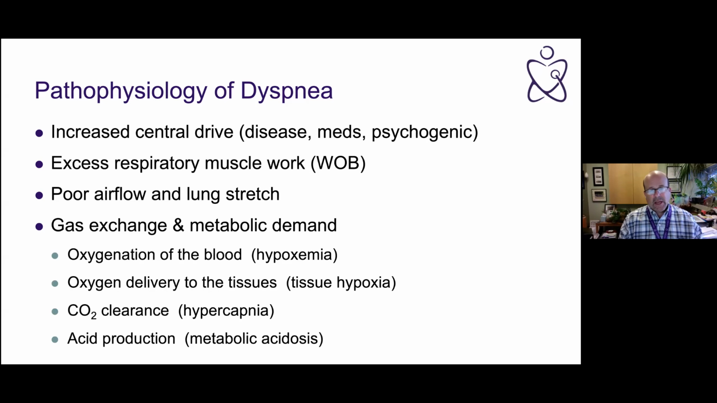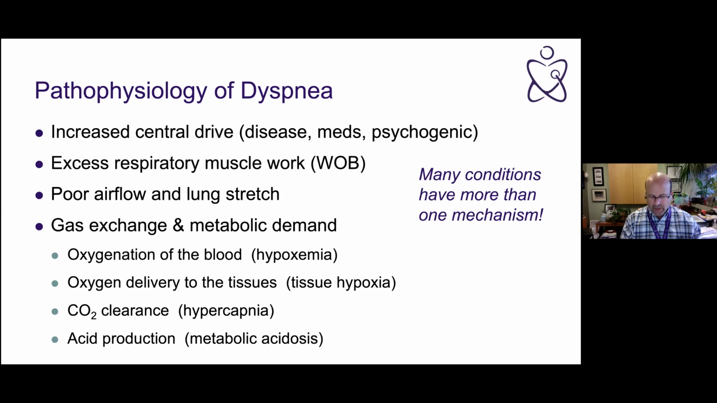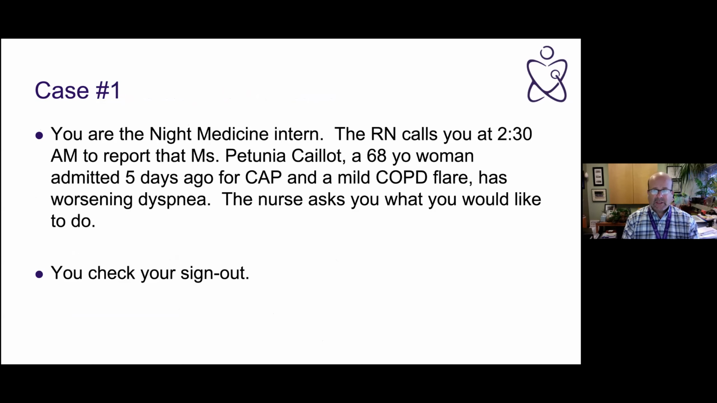And then at the metabolic level, oxygenation of the blood. So if you're hypoxemic, obviously, that's what we usually think about when we think about dyspnea. But we also have to think about tissue hypoxia, not just hypoxemia, and then CO2 clearance, hypercapnia, and of course, acid production, metabolic acidosis. So again, we have to think about all this, and all those things are included in the pathophysiology of dyspnea.